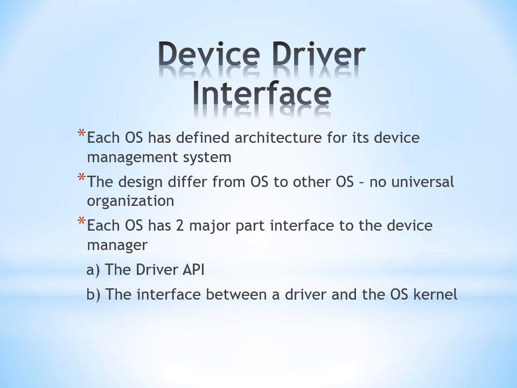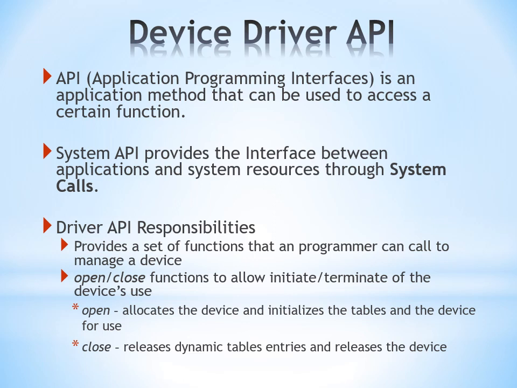For example, in Linux, normally when you want to enable your devices, you have to use the command line. However, in Windows, you can manage your device driver interface through the graphical user interface. Each operating system has two major interfaces to the device manager: either through the device driver API, or the device interface between the driver and the operating system kernel, which is called the device driver kernel interface.